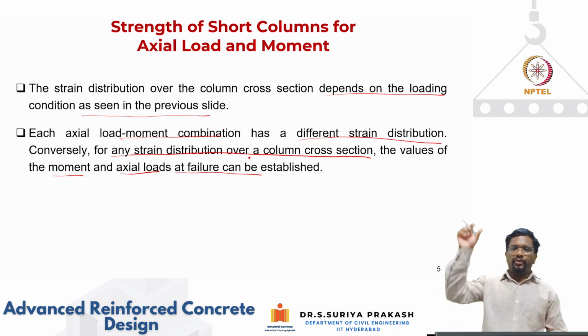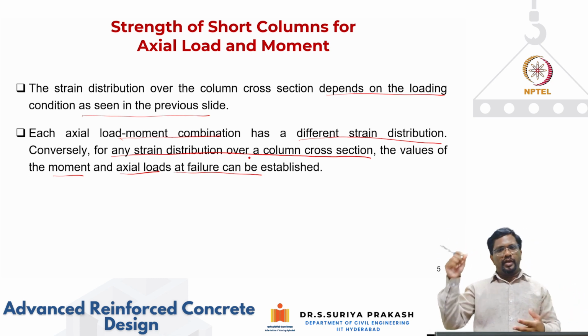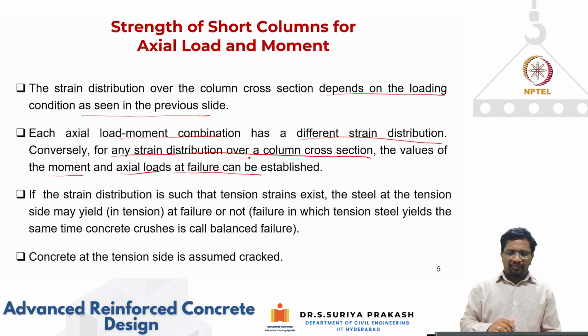Okay. So if I know the top compressive fiber strain and the depth of the neutral axis, I can find out what Pu and Mu are causing that. So that can be established. Now, the strain distribution can be such that tensile strain can exist, as we have seen.